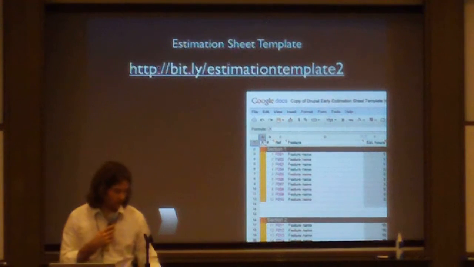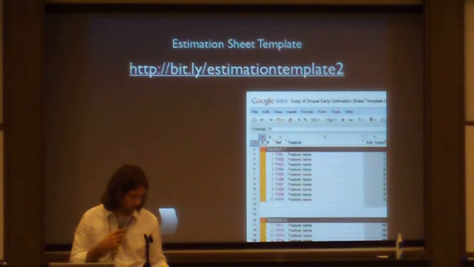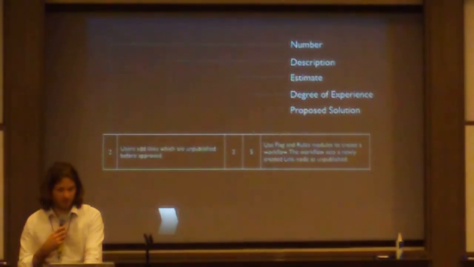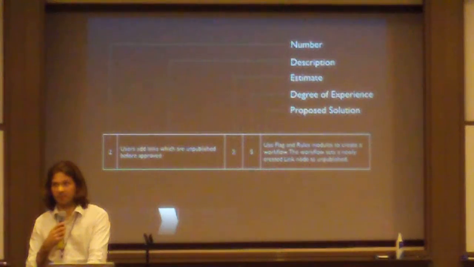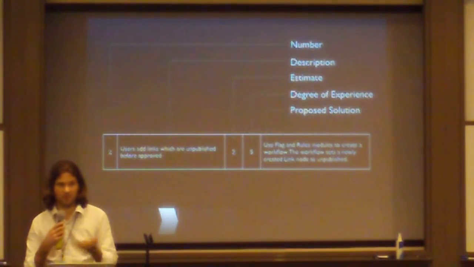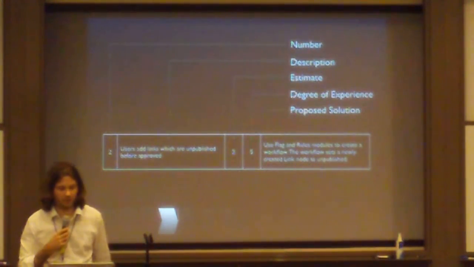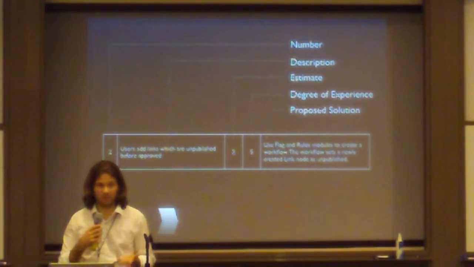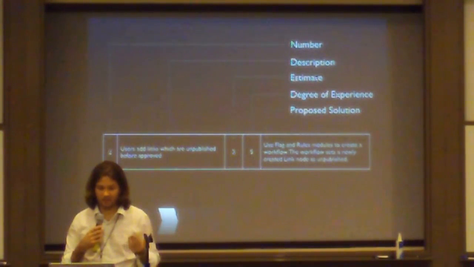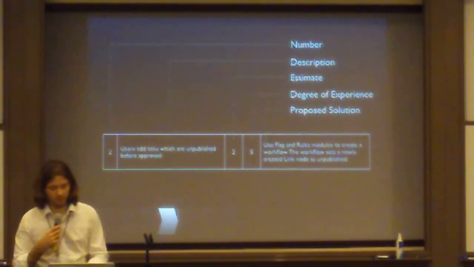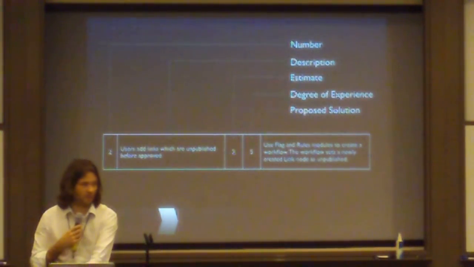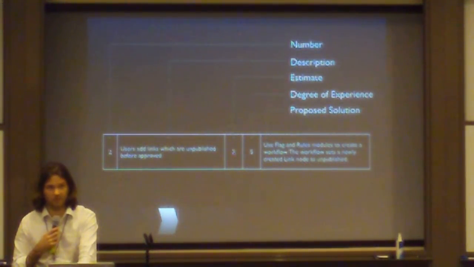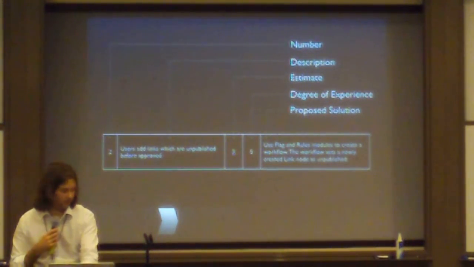And the estimation sheet consists of a number of fields or columns. First of all, every feature has a number, and this is just so you can talk internally about which feature you're referring to, so there's no confusion. It has a description or a name, which should be short and descriptive. It also has an estimate, an ideal estimate. It has something called the degree of experience, which I will discuss soon, and then it has a proposed solution. And these are like the bare minimum each feature needs to have.